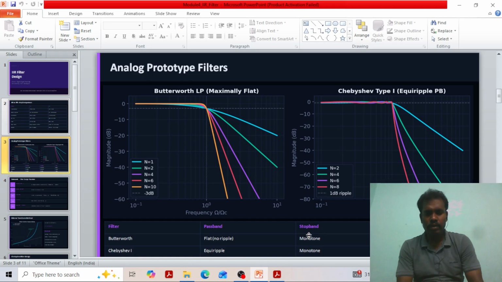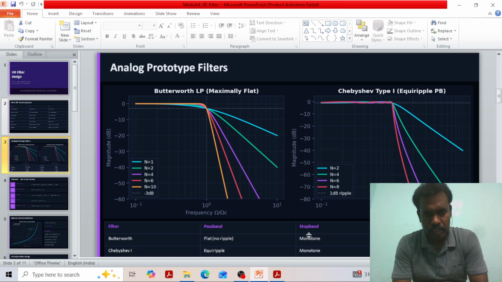So we can design any type of frequency selective filter, either it is low pass filter, high pass filter, band pass filter, or band stop filter, either Butterworth type or Chebyshev type filter. Now, before going to discuss these two types of filters, Butterworth and Chebyshev, let us discuss some basic classification of the filters, that is frequency selective filters.